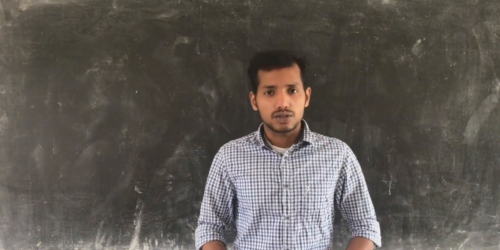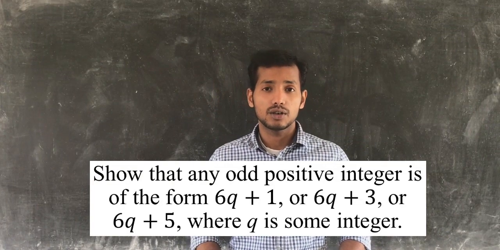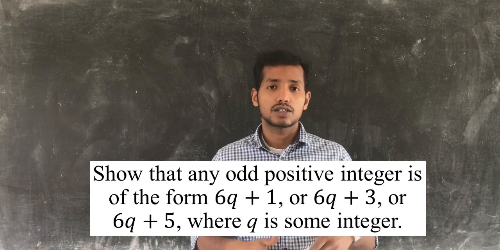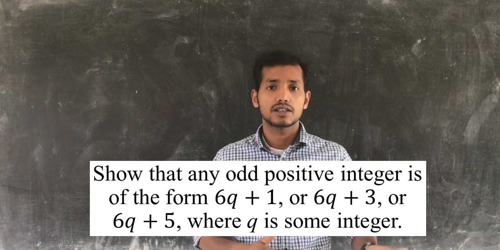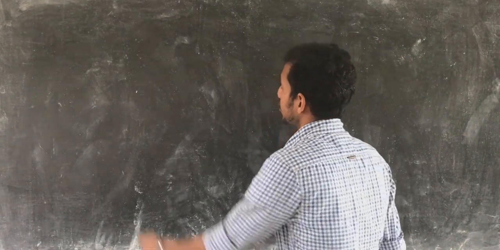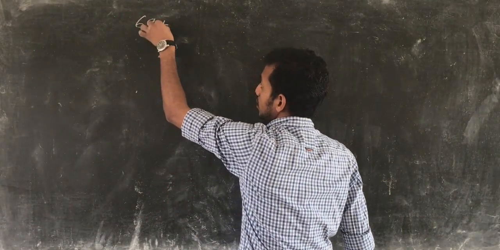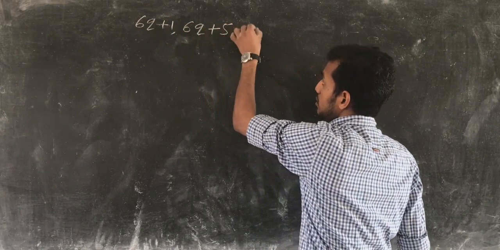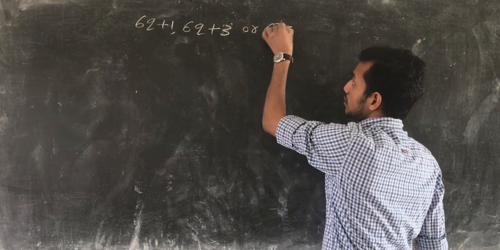Exercise 1.1, question number 2. Show that any odd positive integer is of the form 6q plus 1 or 6q plus 3 or 6q plus 5, where q is some integer. So we need to express in the form 6q plus 1 or 6q plus 3 or 6q plus 5.